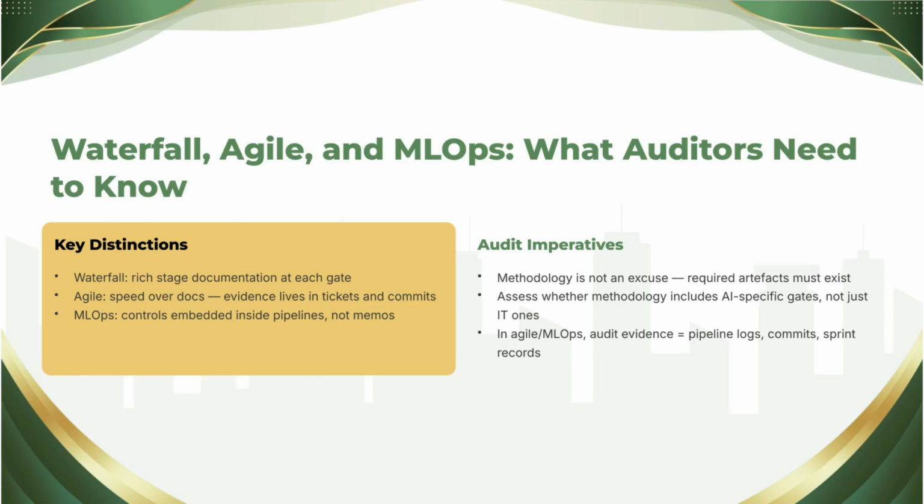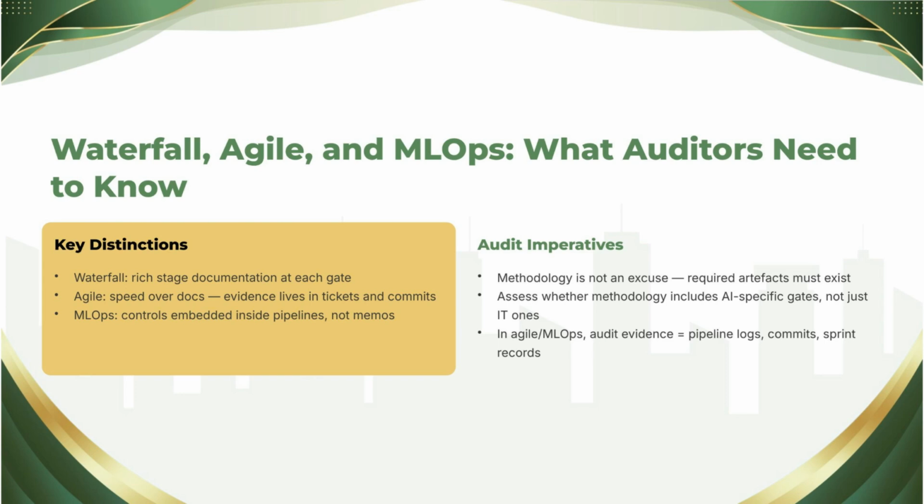Here's the reframe I teach. In Agile, the evidence trail is the ticket trail. Well-run Agile teams have superb traceability, every change linked to a story, every story to a review. Poorly run ones have velocity and vibes. Your job is telling them apart, so ask to walk one feature from idea to production through their tooling.